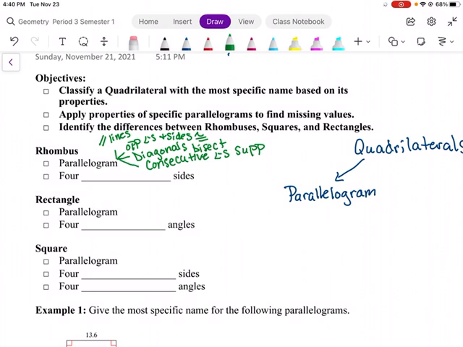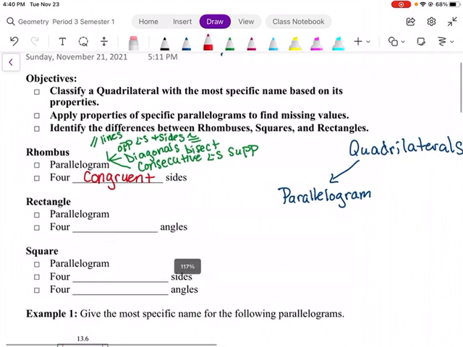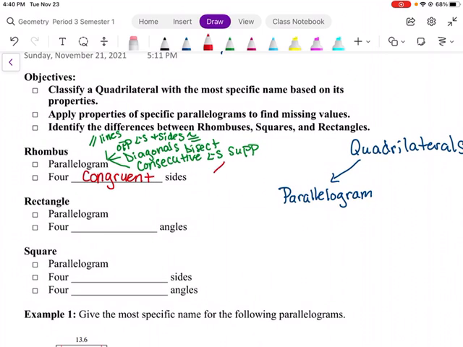And then there's another part added onto this, which is that the 4 sides are all congruent. So we have 4 congruent sides. If we were to draw one, it would look like this, where all 4 sides are congruent to each other. And that is one type of parallelogram.